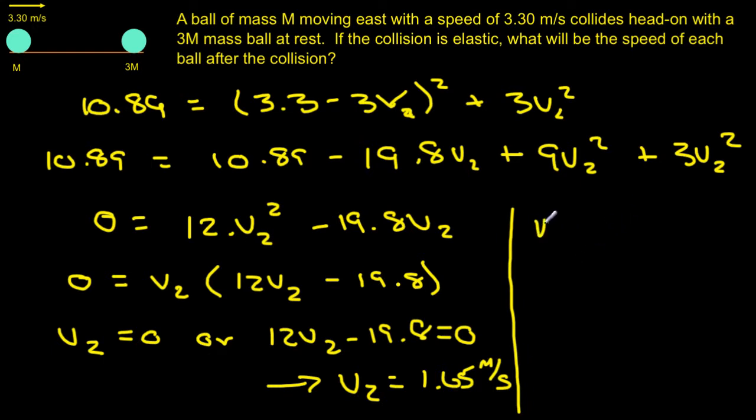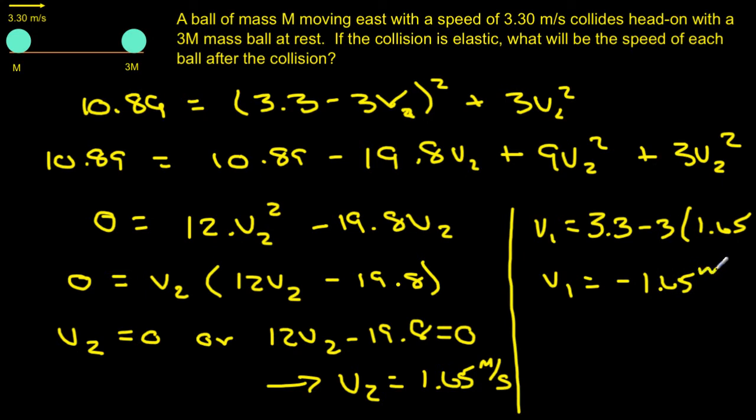So v1 equals 3.3 minus 3 times 1.65, and we solve that for v1, and we will get minus 1.65 meters per second. So what does this mean? It means one ball will continue to the right at 1.65, and the other ball will ricochet backwards because it's negative at 1.65. And those two answers are the solution to the problem.